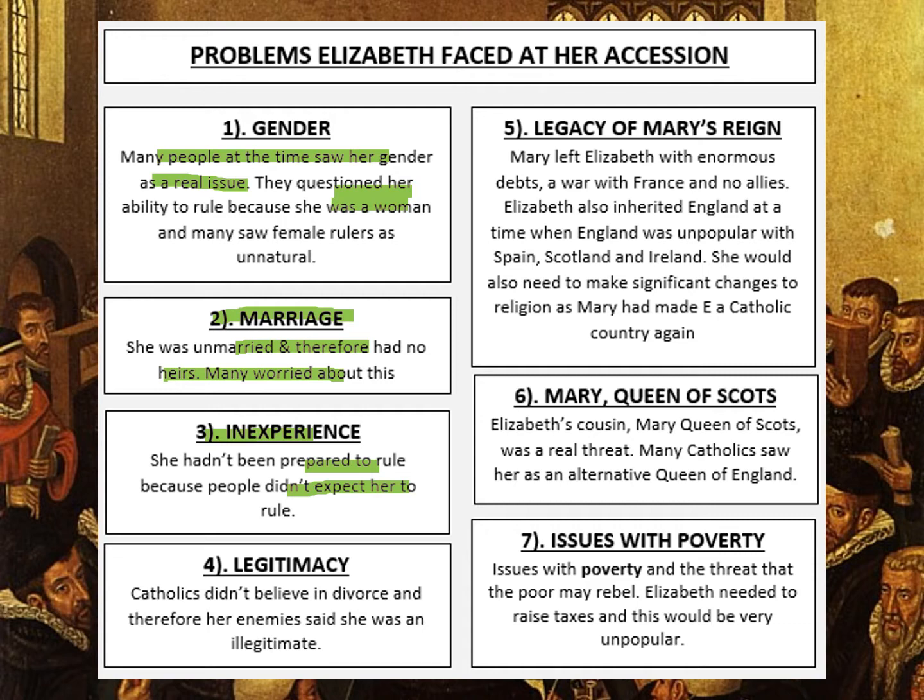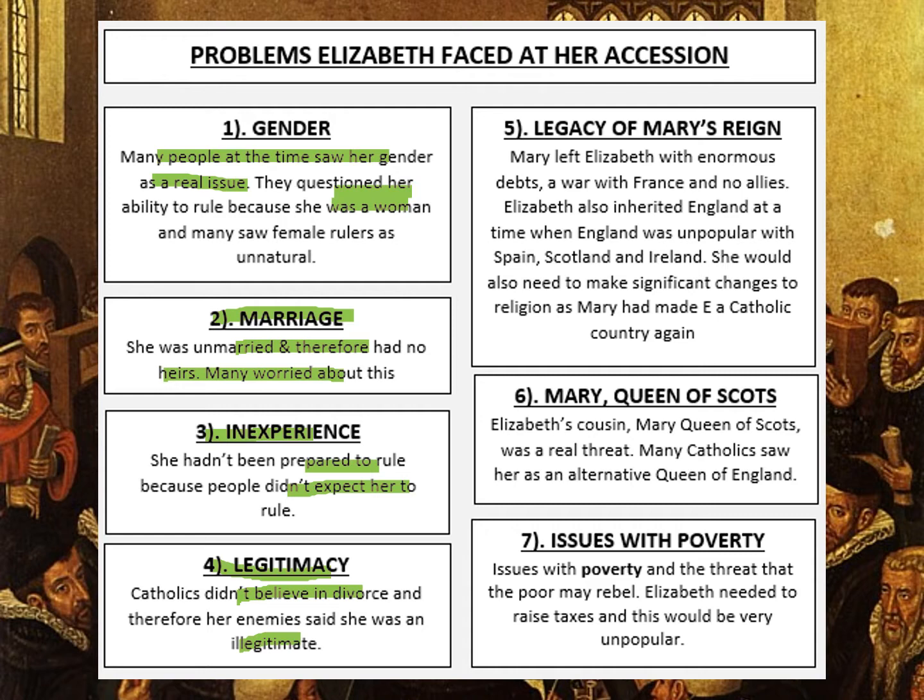Another key problem is because a lot of people don't see her as a legitimate potential queen. And that is because for the Catholics, they don't believe in divorce, especially after the Pope had refused to allow the divorce between Henry and his first wife, Catherine of Aragon, to allow Henry to legally, in their eyes, marry Anne Boleyn, which was Elizabeth's mother. So therefore, she had to deal throughout her entire reign with lots of her enemies saying that she was illegitimate.